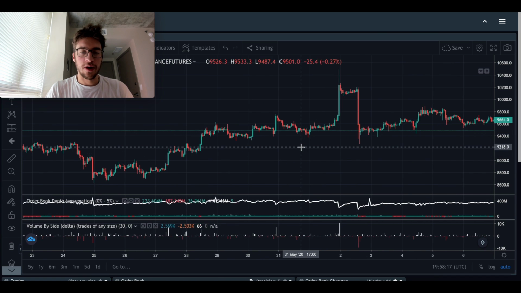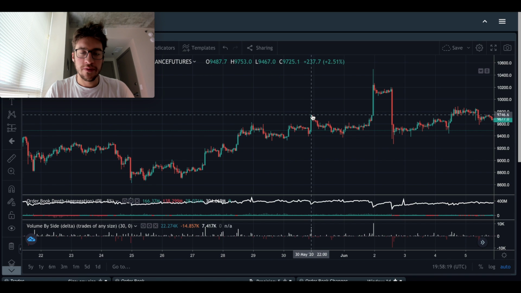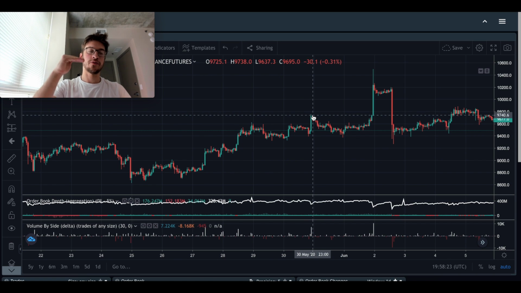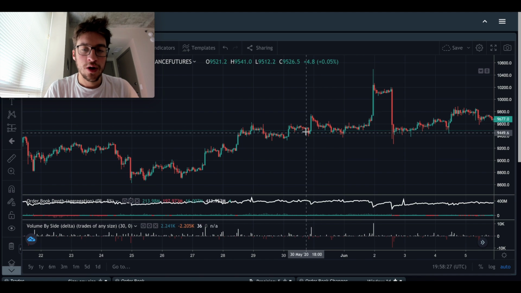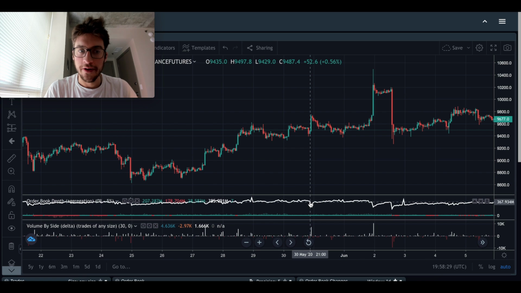Why is this occurring? Why does it seem that each time price reverses, so reverses from going here to here or from here to here, that liquidity tends to drop off? Well, I have a theory. Of course, it's just a theory because we can never know if it's fully the truth or not.